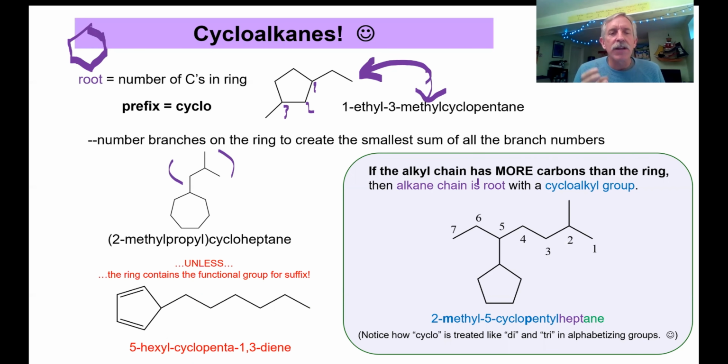If in your ring you have an alkene or you have one of these functional groups, an alcohol, something that is more dominant than say that heptane chain or pentane chain, then the ring again becomes the dominant root and suffix. So keep an eye out for functional groups that pop up in your ring.